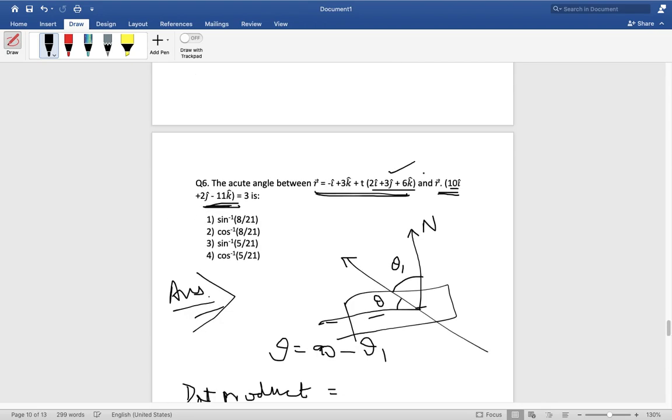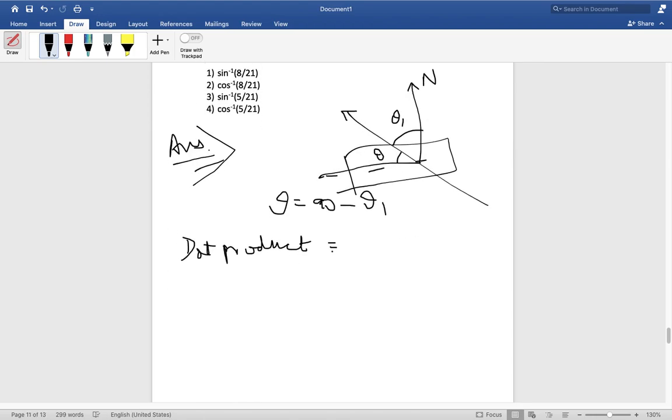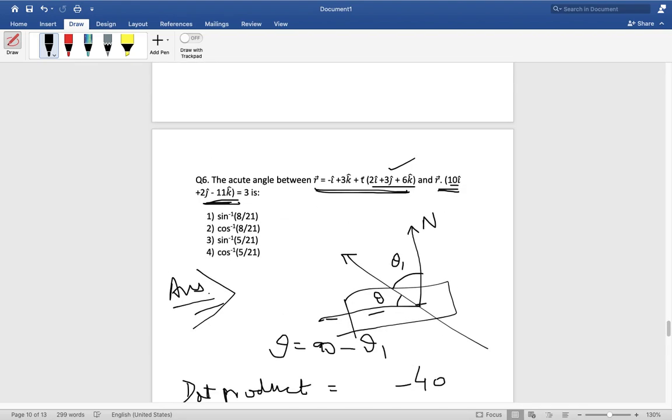Dot product will be what? 2i plus 3j plus 6k and 10i plus 2j minus 11k. So 10 into 2 is 20, 3 into 2 is 6, 26, 6 into 11 is minus 66. 26 minus 66 is minus 40. So you have minus 40 over there. That means the angle between the normal and the straight line is more than 90 degrees.